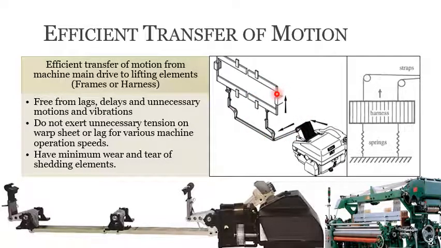It does not have lags or delays and unnecessary vibrations. So a good system must contain these features, and it must not waste energy in lags and vibrations. Also, when we have unnecessary movements and vibrations, there is wear and tear of the parts that can damage them, or wear them quickly so that we need to replace them. So wear and tear must be controlled, and when we have efficient motion transfer, we can be assured that it is minimum.